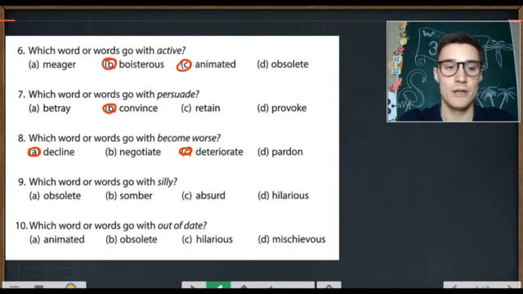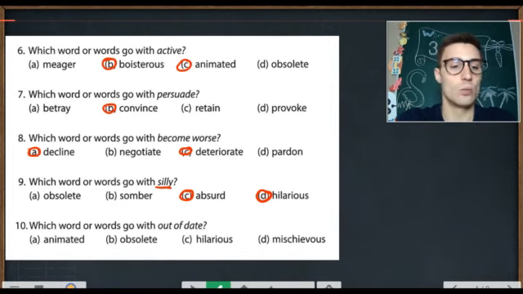Question 9. Which word or words go with silly? Is it A, obsolete, B, somber, C, absurd, D, hilarious? Now I can see two that are correct. Which words go with silly? It's C, absurd, D, hilarious.